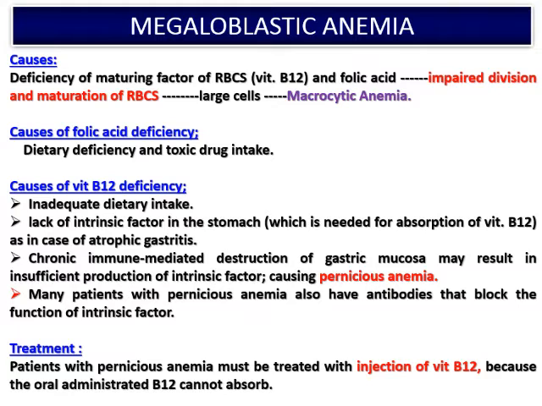The patient with megaloblastic anemia and pernicious anemia will be treated with vitamin B12 but by injection, because if we give this patient oral B12, it will not be absorbed since this patient has a defect in the intrinsic factor. So we must treat this patient with injections.